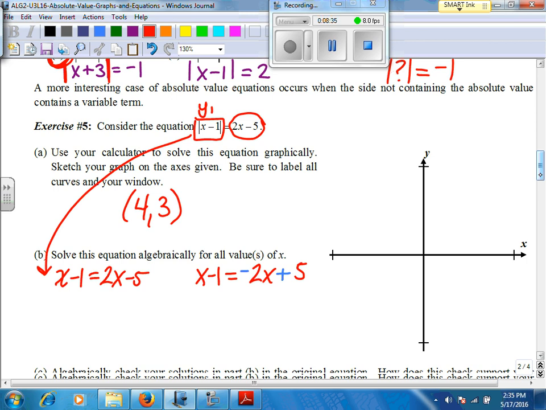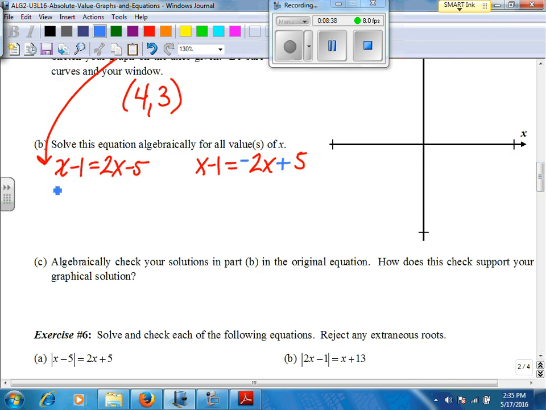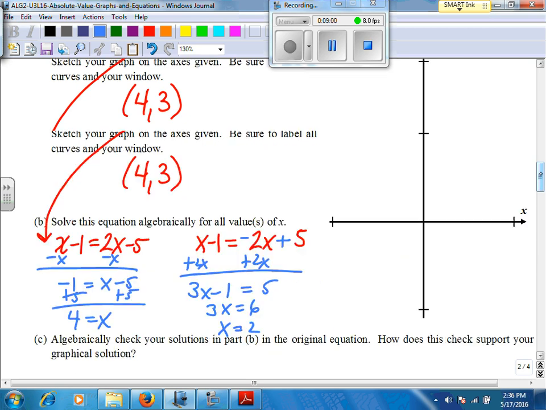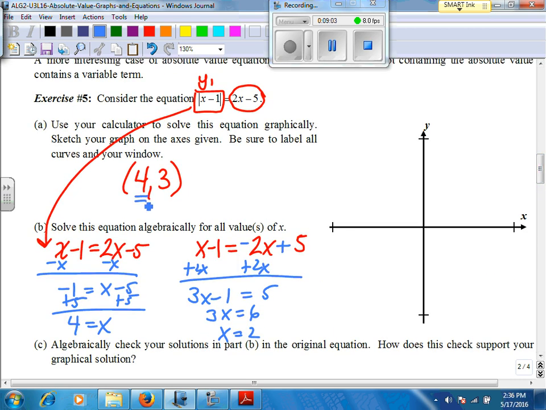Now if I solve both of those algebraically, over here we'd get minus x, add 5, 4 equals x. Over here, add 2x, 3x minus 1 equals 5. Add 1, and divide by 3. Now, something must have happened, because the answer that we get when we do this graphically only has the point (4, 3) as a solution, not 2 different points. So what must have happened is this solution here of x equals 2 must not have checked.